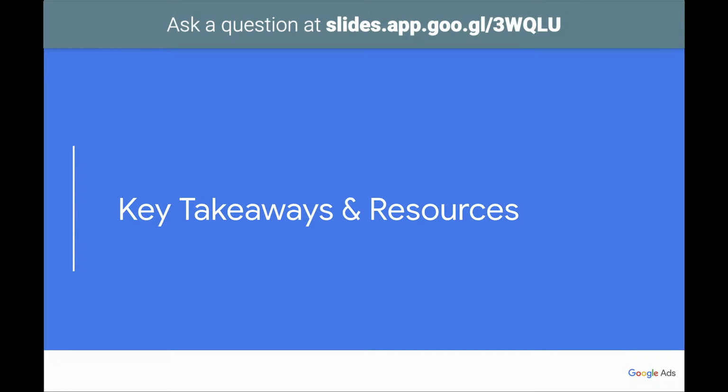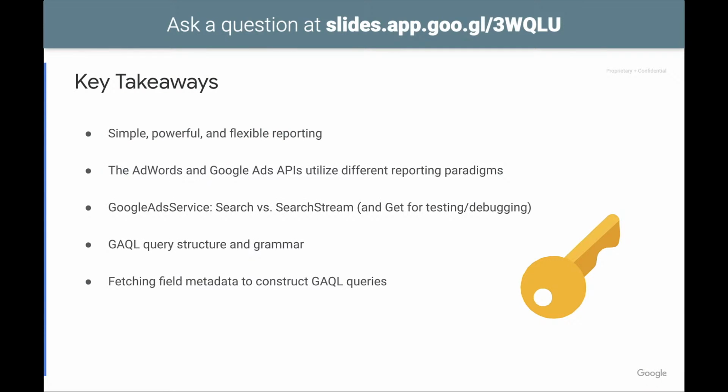All right, so now let's just talk about some key takeaways and resources. So key takeaways, I think the first thing that I want to point out is that the Google Ads query language and searching and reporting in general with the Google Ads API, we tried to make it simple, powerful, and flexible. You're not tied into specific reports. There's definitely a unification between your searching and your mutating. So that's what we're really aiming for. We hope you also think it's simple, powerful, and flexible.